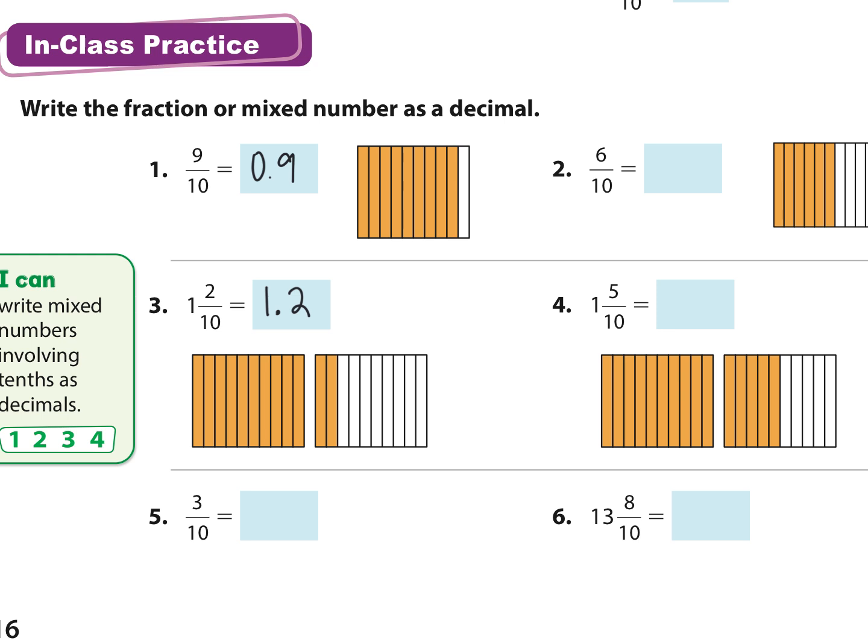Okay, on number 2, what did we get? 0.6. Number 4, we should have 1.5. Number 5, 0.3. And number 6? 13.8. Okay, easy peasy lemon squeezy so far?